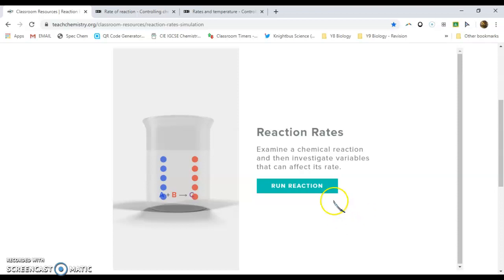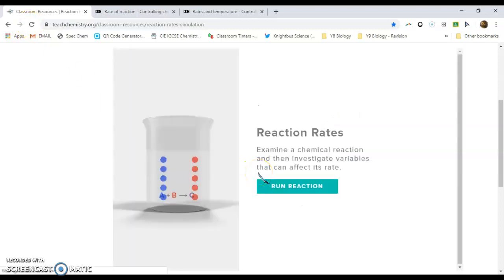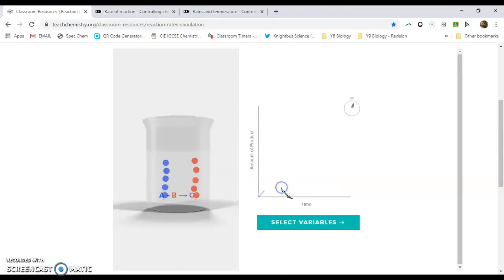Reaction rates. So what I'd like you to do is run the reaction. So click on run the reaction, okay? And you'll find that there is a graph that is drawn. Now, don't worry about that graph, okay? If you mess up, don't worry, just press reload on your browser and you can start it again. So here we go, run reaction, get a purple line.